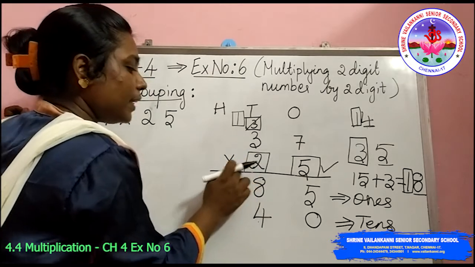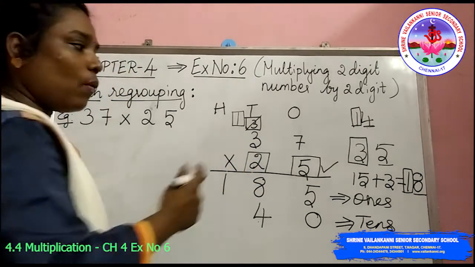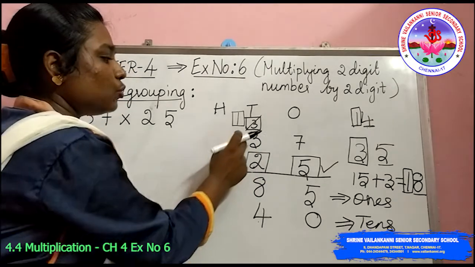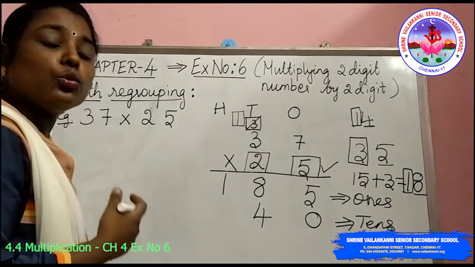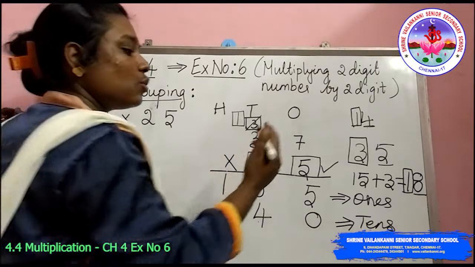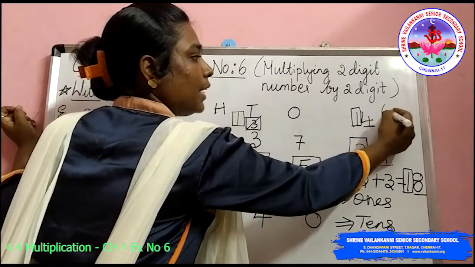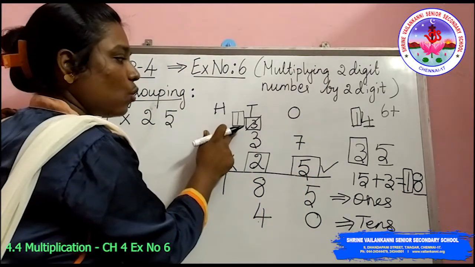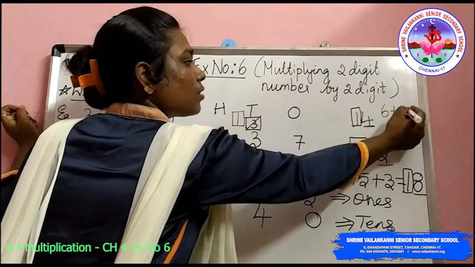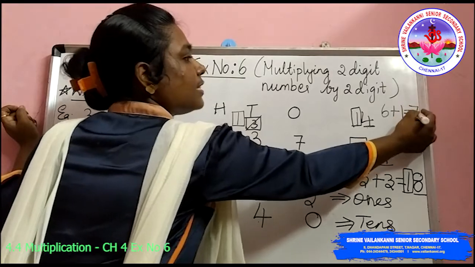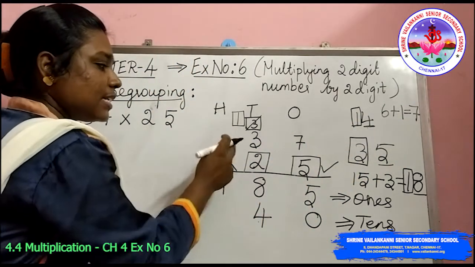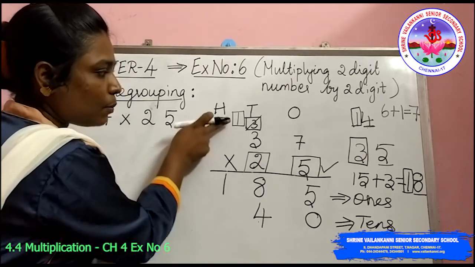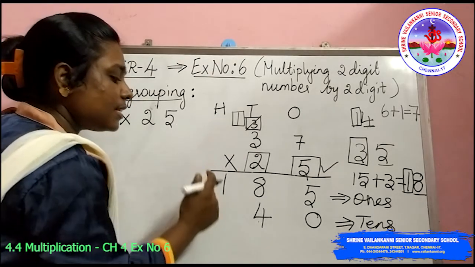Now 2 into 3. The ones place is over, and then in the tens place we have to multiply, no? So 2 into 3. What is 2 threes are? 2 threes are 6. That 6 has to be added with what value? The carry forward value, no? 1. So what is 6 plus 1? 7. Yes? 6 plus 1? 7. 2 into 3 gives 6. 6 plus 1, you will get 7.